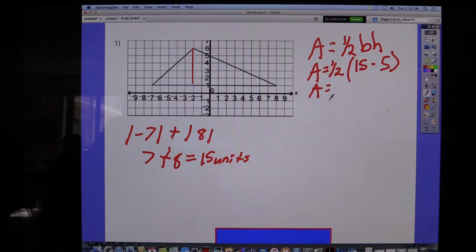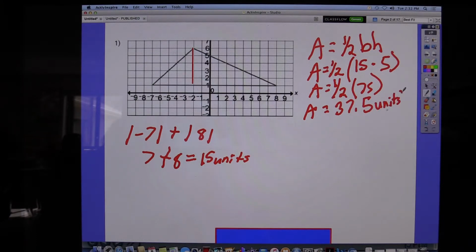Now, I can just go ahead and multiply everything out. In parentheses, 15 times 5 is going to give me 75. And half of 75, well, half of 70 is 35. Half of 5 is 2.5. So half of 75 is going to be 37.5. Now, my unit measure in this case is just going to be simply units squared. Units squared. Now let's look at the next shape.